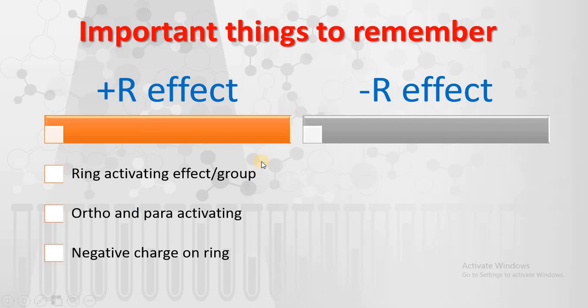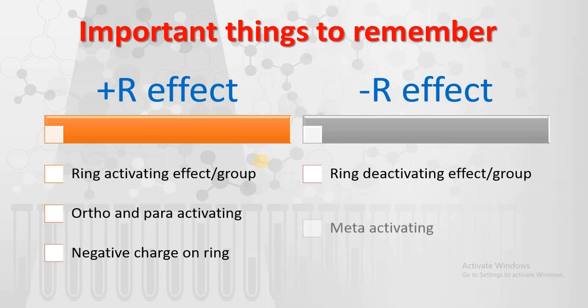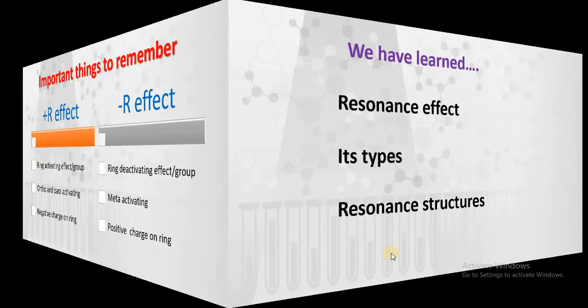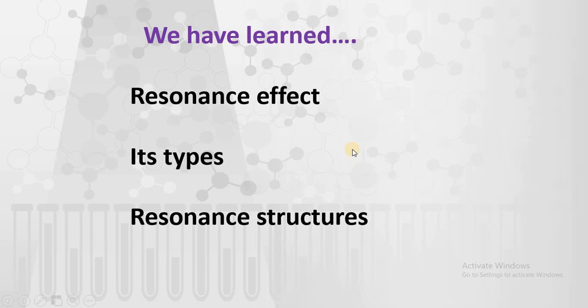Then what about the negative R effect, that is minus R effect? It is a ring deactivating effect or group. It activates only the meta position. Then positive charge is formed on the ring. Always remember again this trick, that in negative R effect or minus R effect, positive charge is formed on the ring. So in this lecture, what we have learned is the resonance effect, its types, and the structures, that is, the different resonating structures among the molecules.